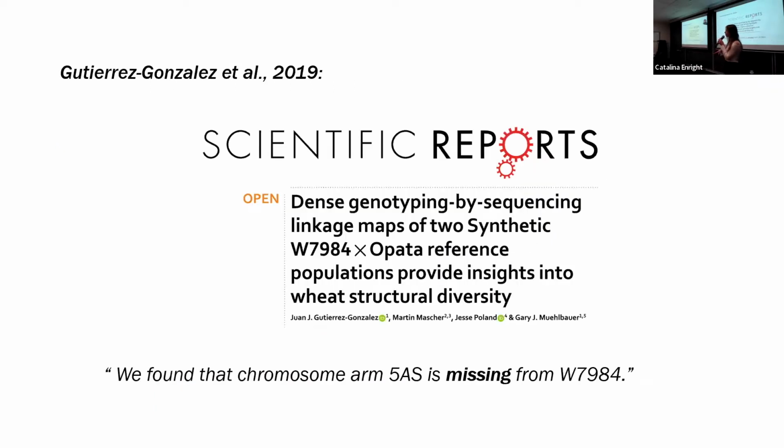However, around the same time that we were pursuing the fine mapping population and identifying our transcriptome study, a publication came out where the authors worked with the same biparental. And one of the most relevant findings from their study was that the short arm of chromosome 5A of the W7984 parent was missing. So what this suggested is that the population was segregating for either the presence of the short arm of the Opata parent or an absence of a short arm. And we're working with the same population, looking at the same chromosome.